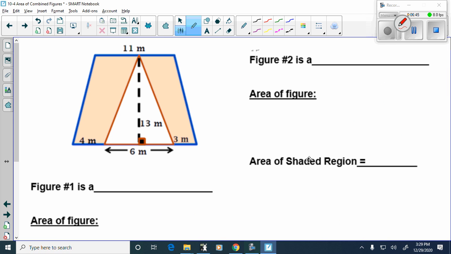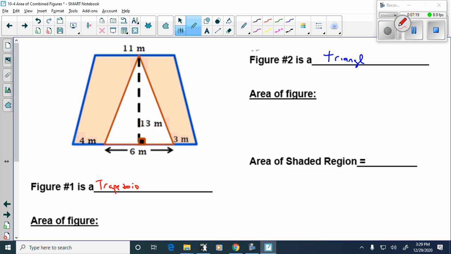Now this figure is a little goofy. What we're looking for here is the shaded area. So you can see I've got a trapezoid and I've got a triangle, but to find the shaded region, what will I need to do? Well, I'll find the area of the trapezoid, and then I'll find the area of the triangle, and this time I'll subtract them to be left with what's shaded out here. So figure 1 is going to be the trapezoid, and figure 2 is going to be the triangle.